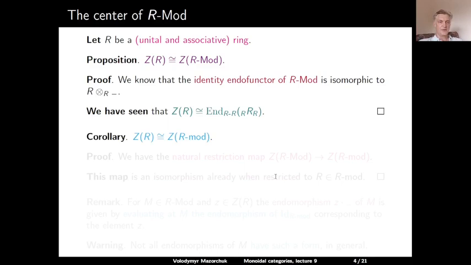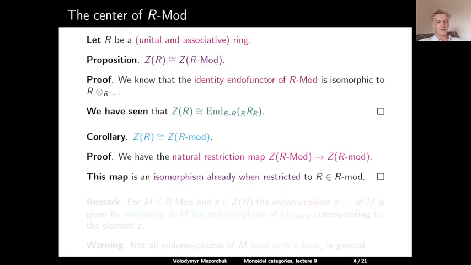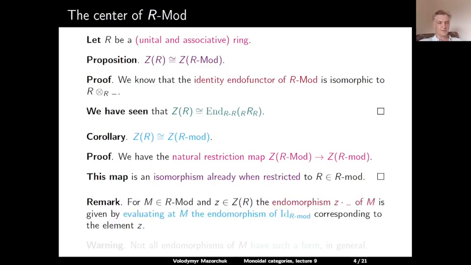A nice corollary from this proposition is that the center of R is isomorphic to the center of the category of all finitely generated R modules. Of course, we can restrict natural transformations of the identity functor from all modules to finitely generated modules, and this map is an isomorphism when restricted to the free R module R of rank 1, and this is a finitely generated R module.